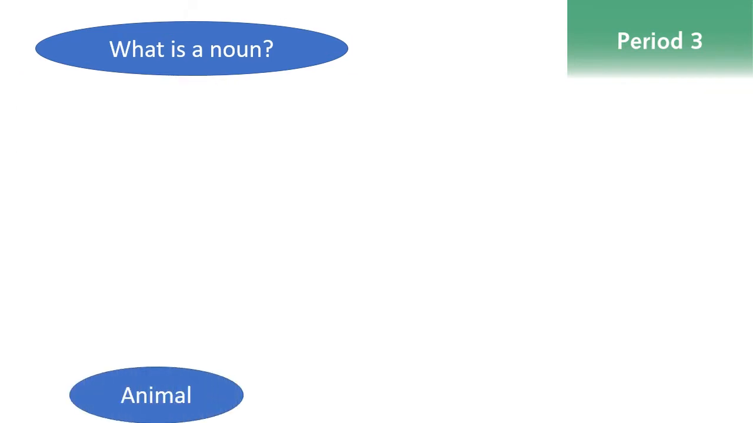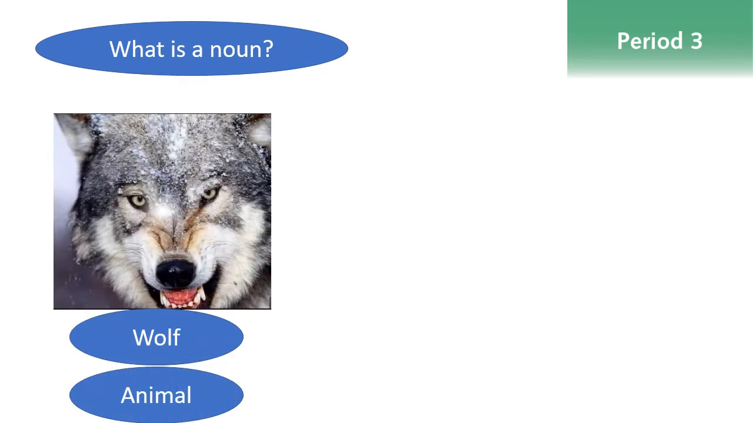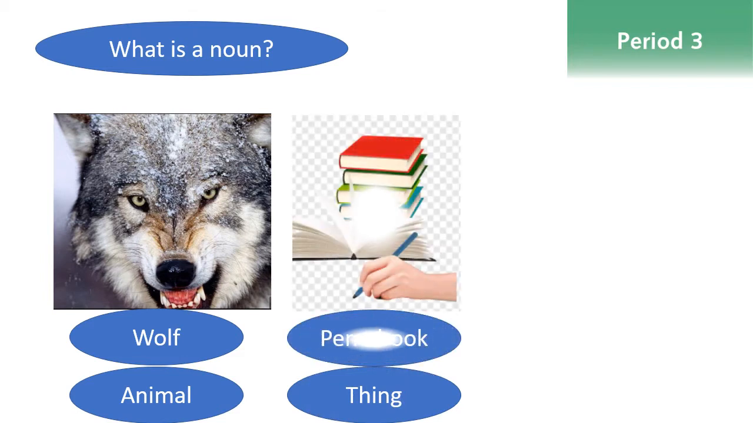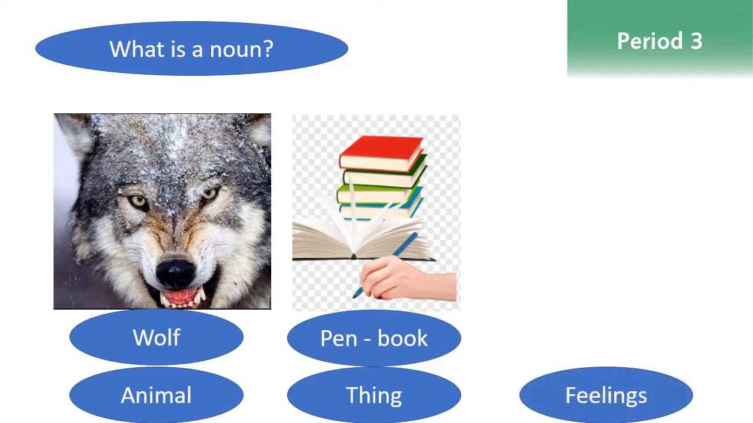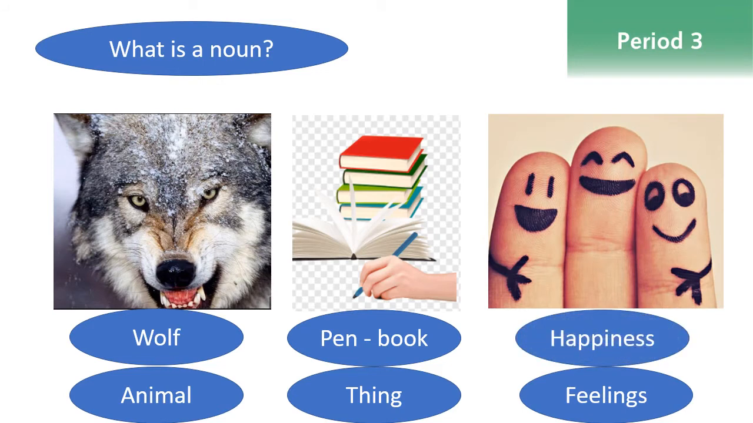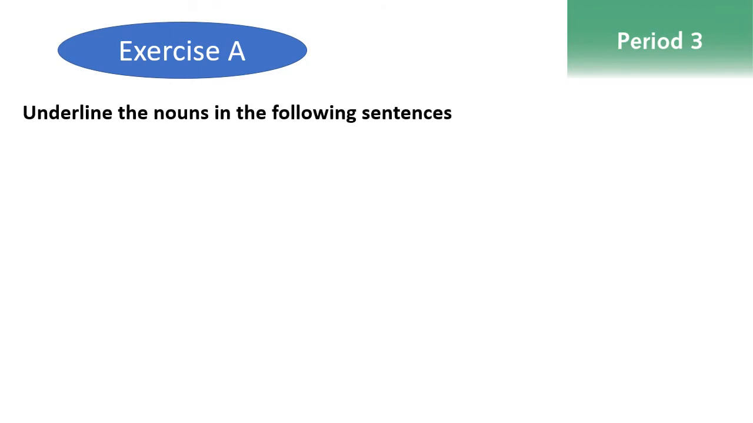Or nouns could be animals, wolf, lion, tiger, and it could be a thing, like pen, disc, window, door, and it could be feelings, like happiness, sadness. Now, we identified what is a noun. Let's go to exercise number one.